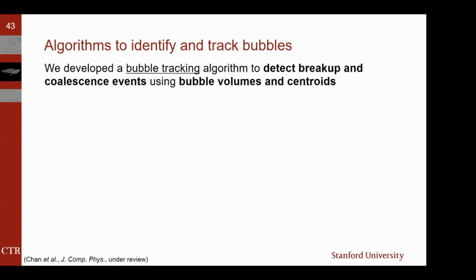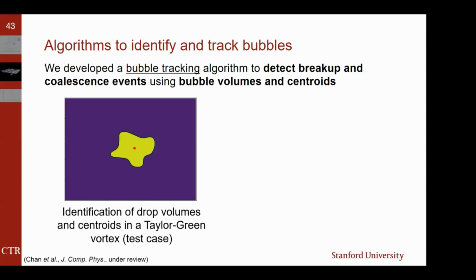The second algorithm we developed is a tracking algorithm. We built this from scratch to detect breakup and coalescence events, even though I'll just focus on breakup today, using the volumes and centroids obtained from the identification algorithm we saw earlier. This is a video showing a toy problem, a drop in a Taylor-Green vortex breaking up into multiple drops. We are able to identify the centroids and even volumes, represented by these red dots, but we don't really know which bubble has broken up into which other bubbles.